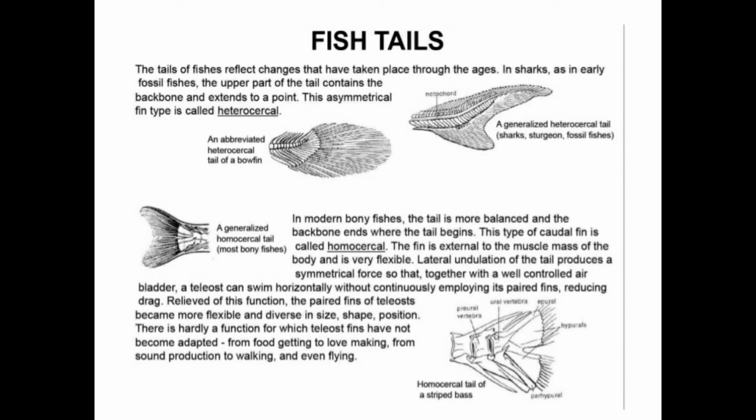Heterocircle tail means the asymmetrical fin type, called a heterocircle tail. It means one lobe is short and the other lobe is larger than the other, called the heterocircle tail. It is undifferentiated or asymmetrical. Here it is a symmetrical tail fin, called the homocircle tail.